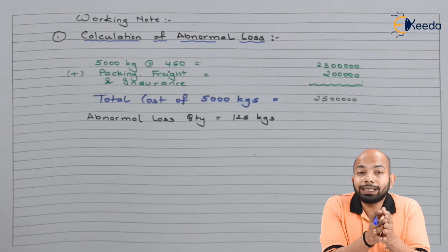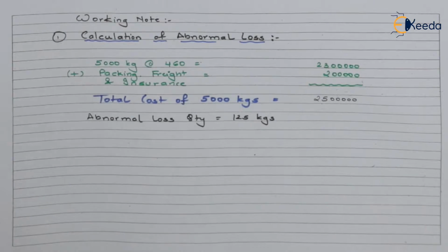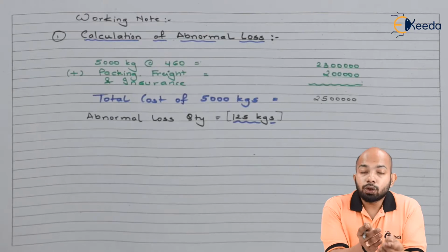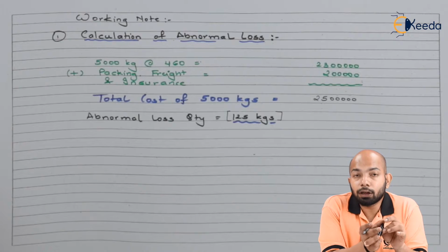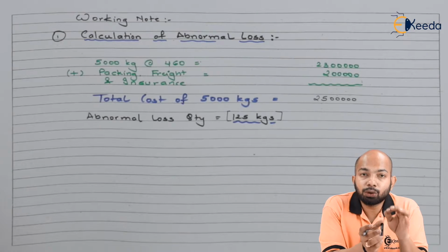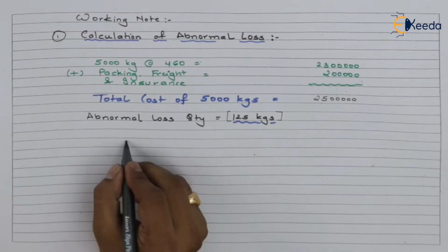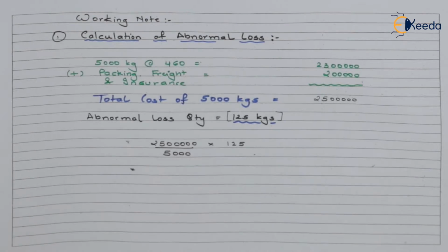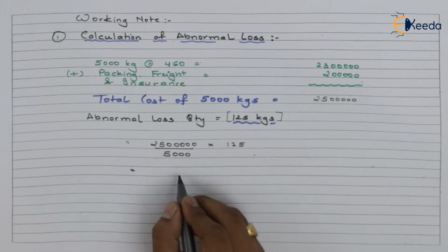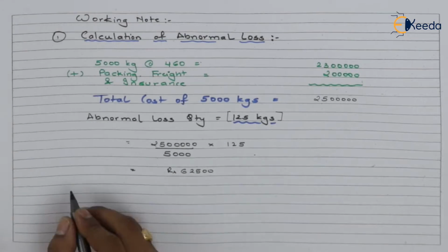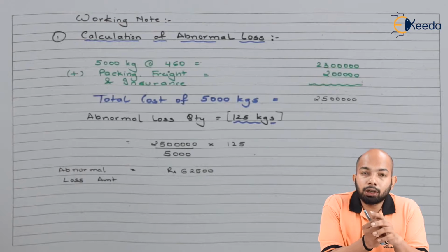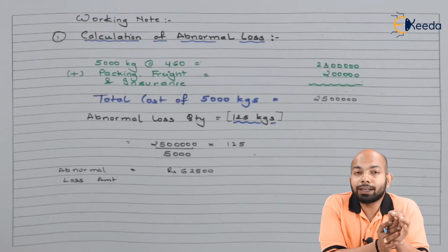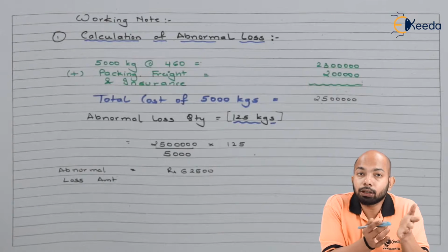Now the abnormal loss quantity is 125 kilos basically. So if you have to figure out how much is per kilo, that means 25 lakh will be divided by 5000 and multiplied by 125. That will give you the exact cost of 125 kilos. So the abnormal loss amount has been figured out, which includes the cost of the quantity, as well as the traveling or freight expense.